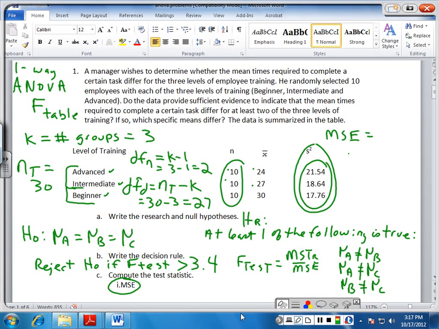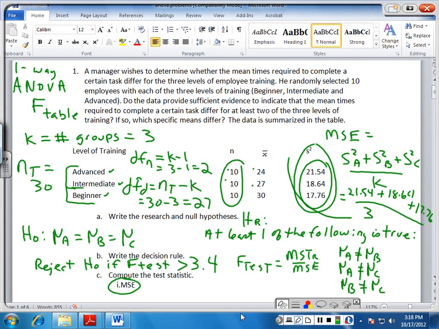Anyway, MSE is just equal to the average of the three variances, or 21.54 plus 18.64 plus 17.76. Take all of that, divide by 3, and you should get an MSE equal to 19.31.